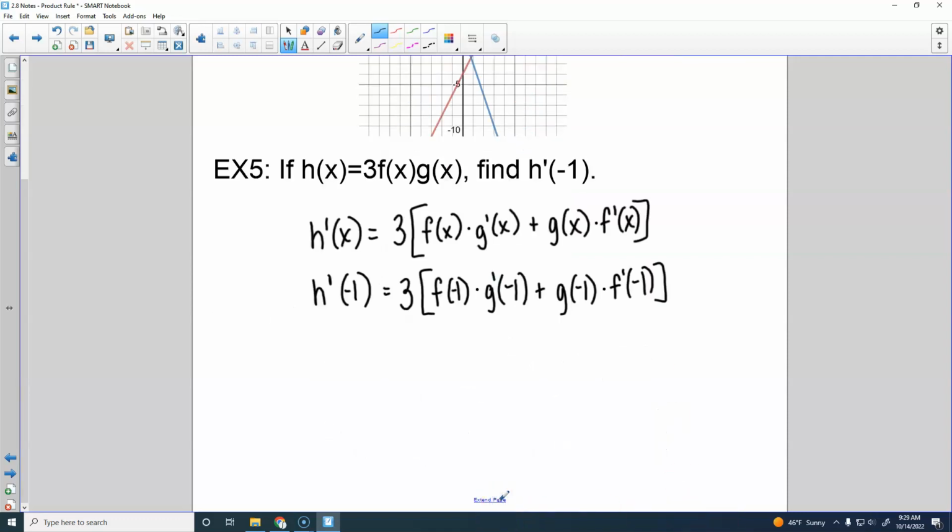So I'm going to require you to write both of these things before you start plugging stuff in when you have problems like these. And these problems show up a lot. So you need to show h prime of x, where it still has an x. Then you need to show h prime of negative 1, where you have these values. And then you can start plugging in numbers for these values.